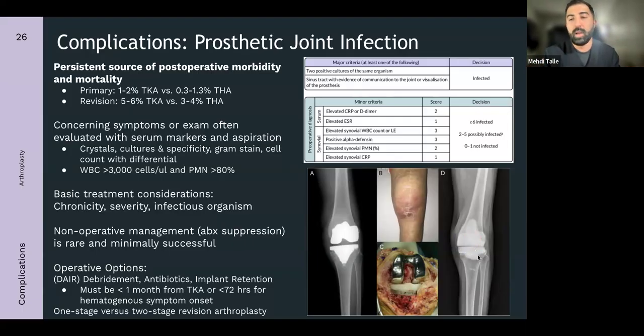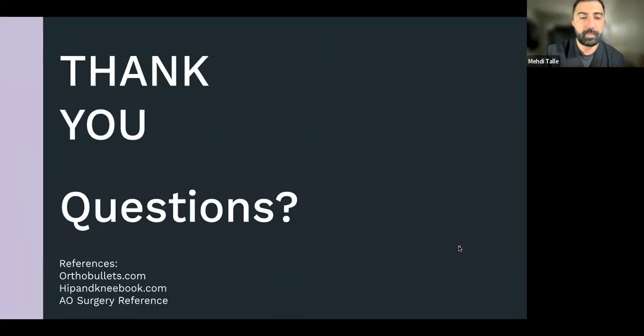One-stage revision is something that is more popular in Europe, and it's been making its waves into the US a little bit. And this is where you, as the name suggests, just do everything all in one go. But again, this has been shown classically to be a little bit less reliable in terms of eradicating the infection. And so still, I think the book answer in the US is two-stage revision for any infected total joint.